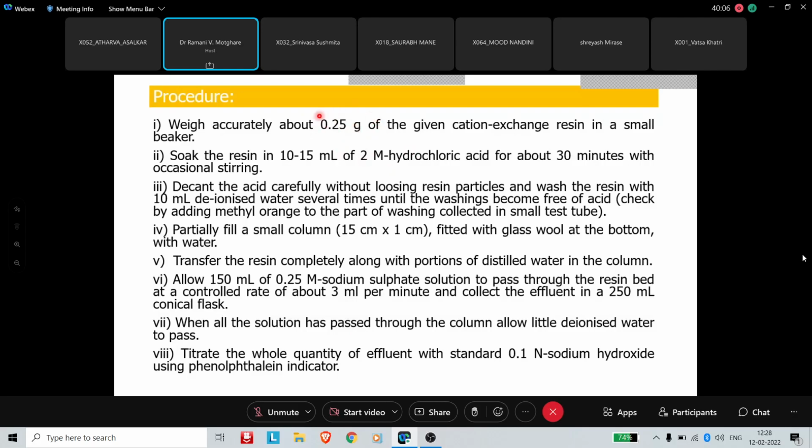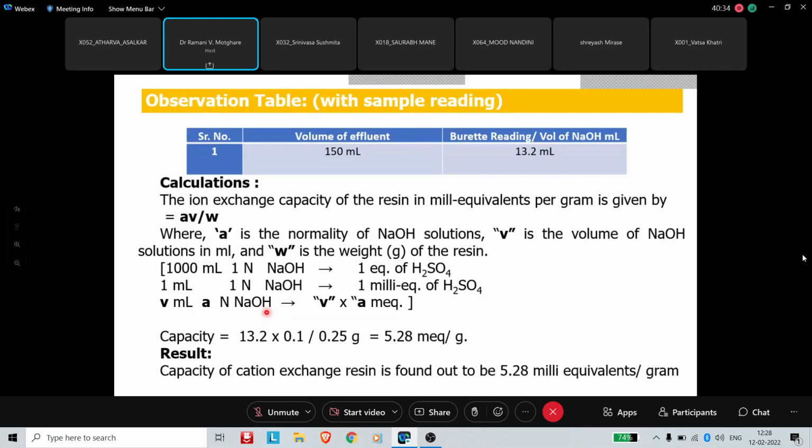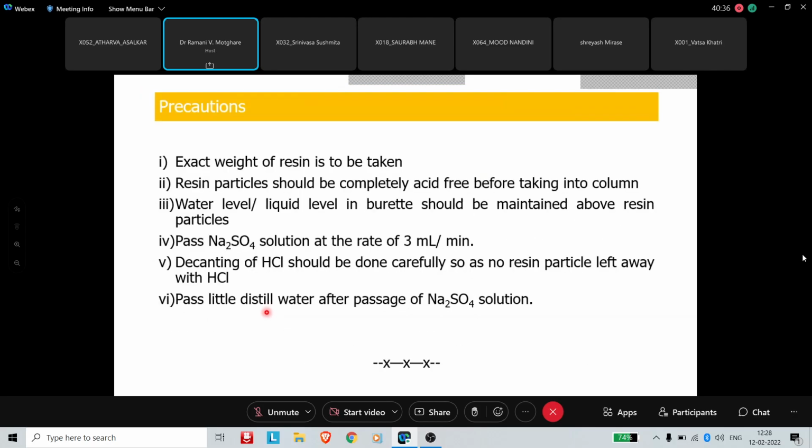That was in sodium form. So putting in hydrochloric acid, you converted into hydrogen form, and then it was put into the column. Transfer the resin completely into the column, give washings, make the column acid free, and then when the column is acid free, you pass 150 ml of 0.25 molar sodium sulfate solution, so that when you collect it, it will be containing acid. Okay, so there are some precautions.